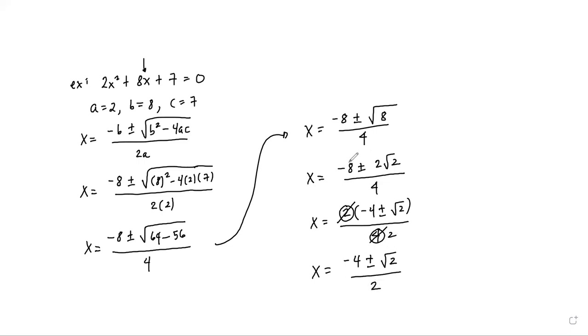So our solution for this quadratic equation is x is equal to negative 4 plus square root of 2 over 2 and negative 4 minus square root of 2 over 2.